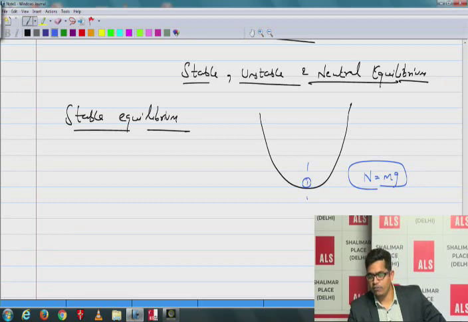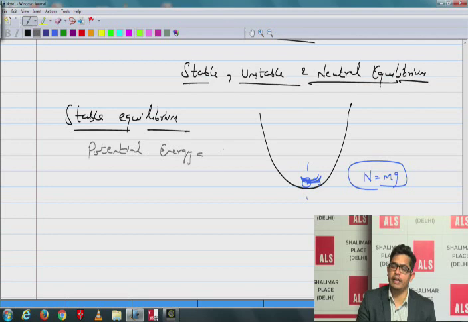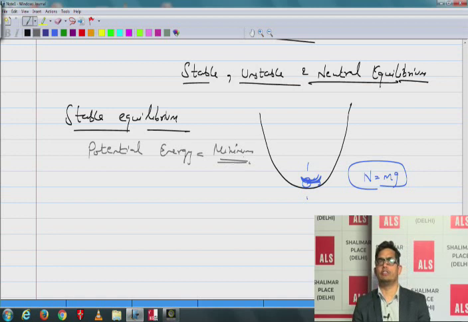Why? Because if you displace it slightly, it will go up, come down, go up, come down, and eventually it will come back to its original position. This is what we call stable equilibrium. Now, what is the condition of stable equilibrium? Potential energy must be minimum. Potential energy is minimum for stable equilibrium.